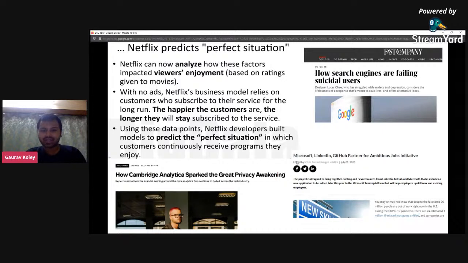Again, a classic use of websites. How do you use the data that you have and push people to make certain kinds of choices? Incidentally, this is also something that Google uses for suicidal users.